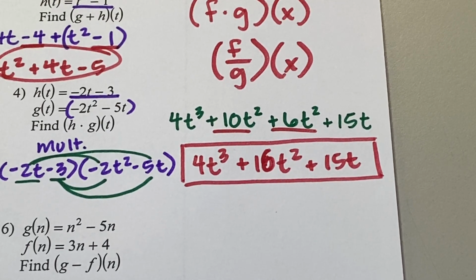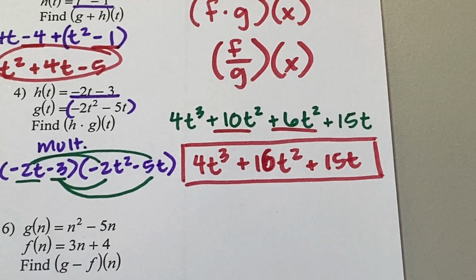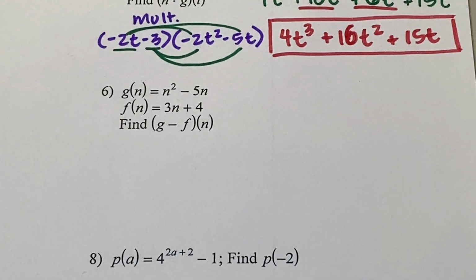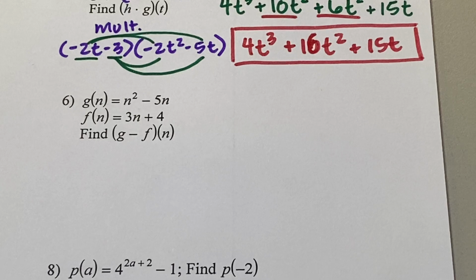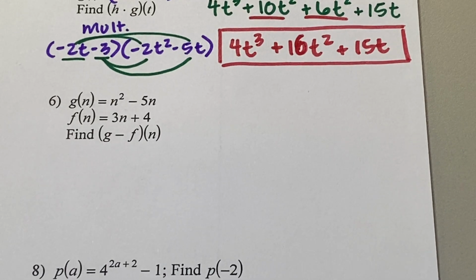Okay, let's go ahead and skip number 5. We've done enough division for one day. Let's just go down to number 6. Okay, this is a good refresher. I'm given two functions, g of n and f of n. What am I asked to do with these two functions? Subtract them. Beautiful.